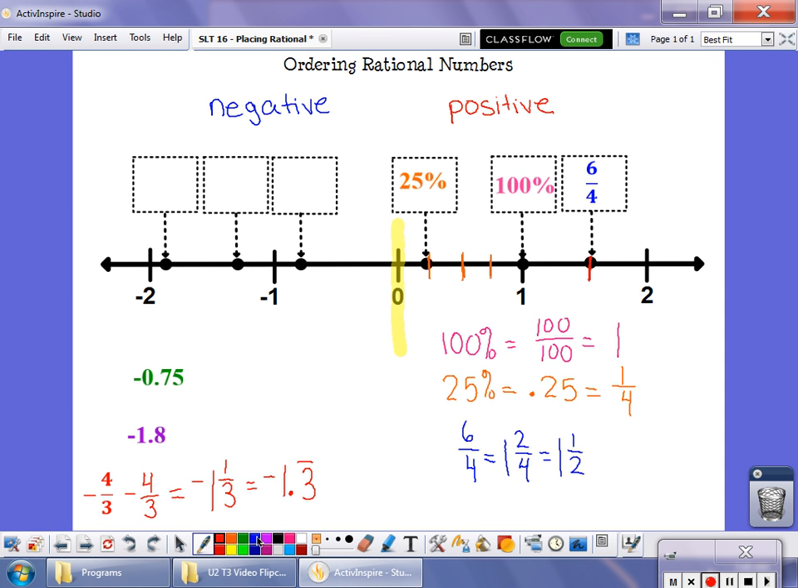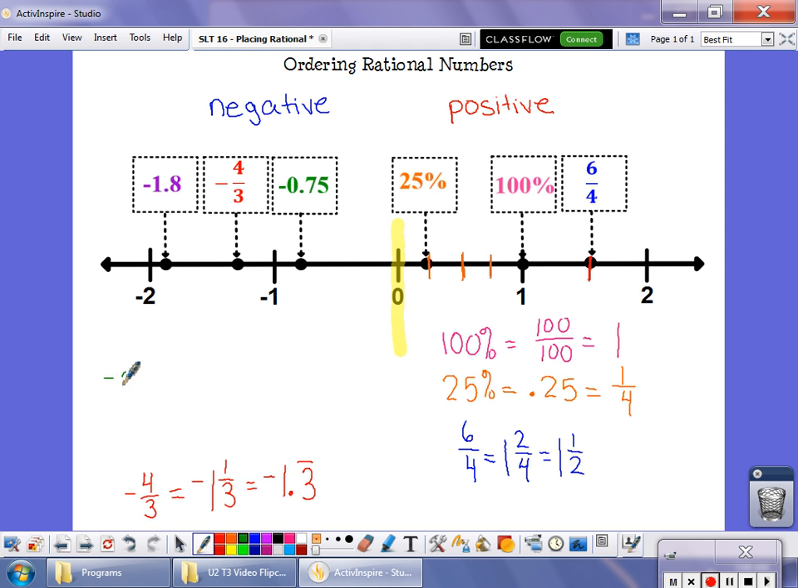-1.8 is going to be further away from 0 because this is 8/10 and this is 3/10. If I were counting backwards, we'd get to -1, and then I'd have -1 1/10, -1 2/10, -1 3/10. So this one's going to go here, and then I'd keep going: -1 4/10, -1 5/10, -1 6/10, -1 7/10, and -1 8/10 would be here, which means that this number has to go in this spot, but let's prove it.